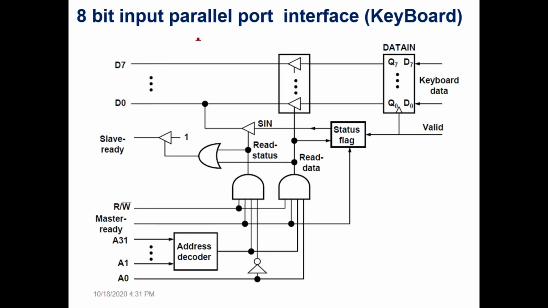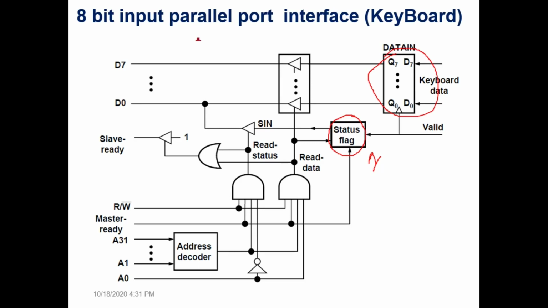When the keyboard device prepares the input, it sends the input to the data in buffer and makes this valid signal high. So once the keyboard sends data to the data in buffer and makes this valid signal high, the interface circuit makes this status bit 1. The status bit is made 1 to indicate to the processor that there is data in the data in buffer of the interface circuit.